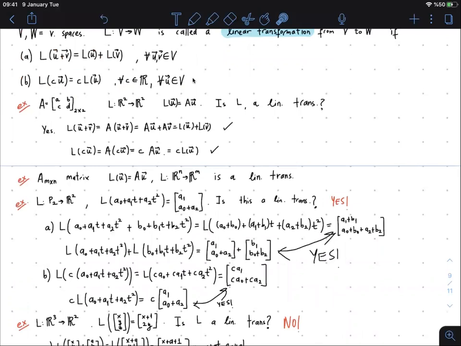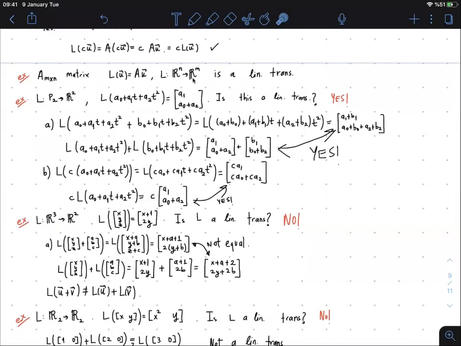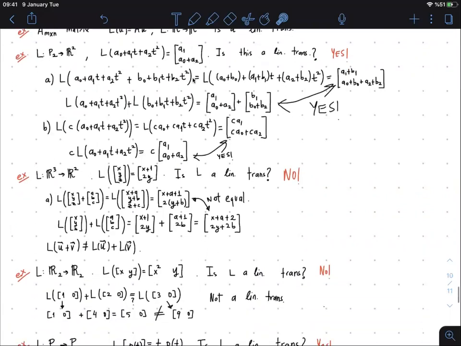For example, a linear transformation defined by this matrix vector product in R2 is a linear transformation. And this can be generalized in fact to an arbitrary m by n matrix. In this case, the L defined by this product is in fact a linear transformation. And then we looked at some examples. For example, we can define a linear transformation from the polynomials into usual vectors, like this, and this is a linear transformation. We showed this.